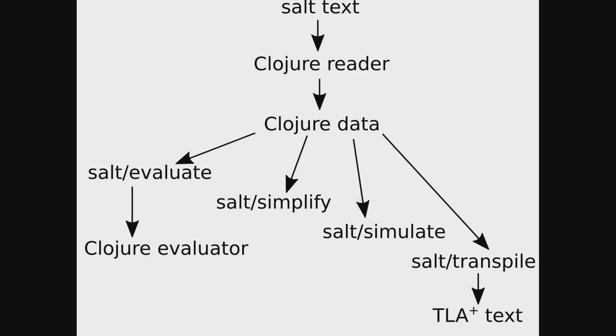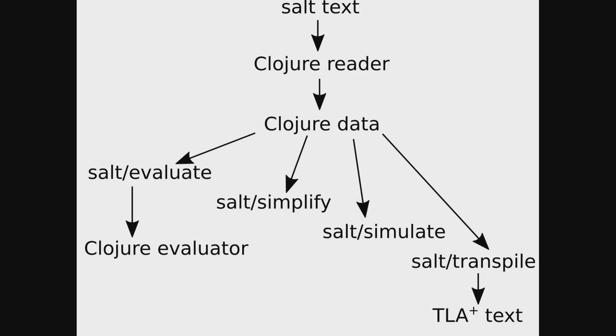And that's one of the real powers of Lisp and Clojure: you write your code as data, so it can read in your code, and you very easily get an abstract syntax tree in hand for your code. So the standard Clojure reader reads the SALT text and turns it into Clojure data. At that point, we can pass that Clojure data into a variety of our functions, and this is kind of internally what it's doing.